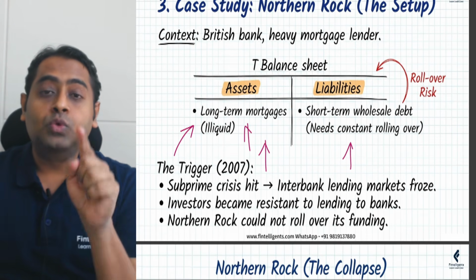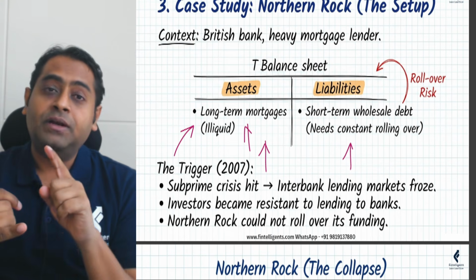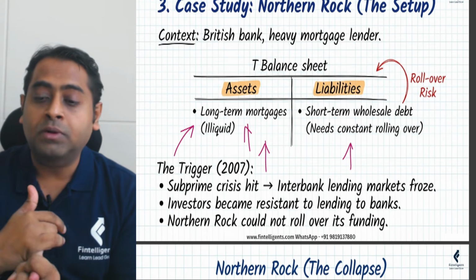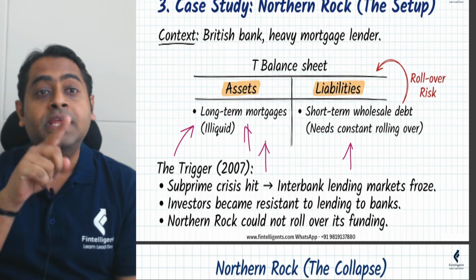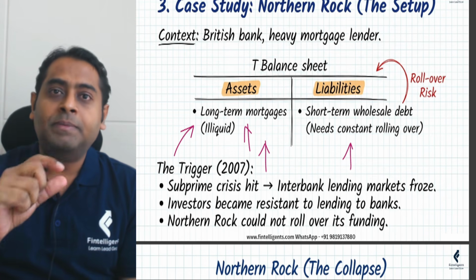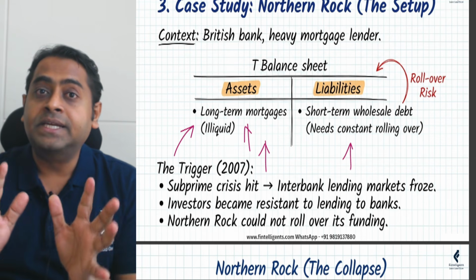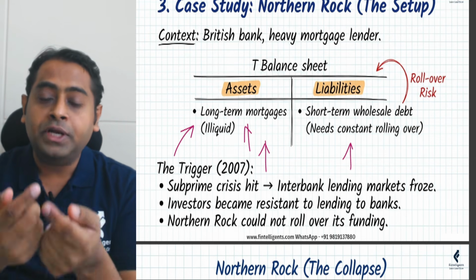This happened during the 2007 crisis, and during that period the interbank lending market was not available. Investors who had already given them money through commercial paper or repo were very hesitant. They didn't want to roll over. They wanted their money back.